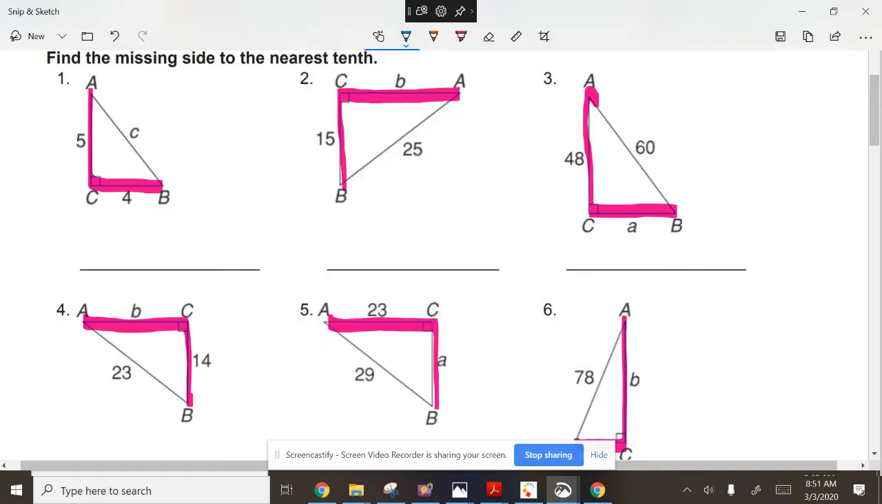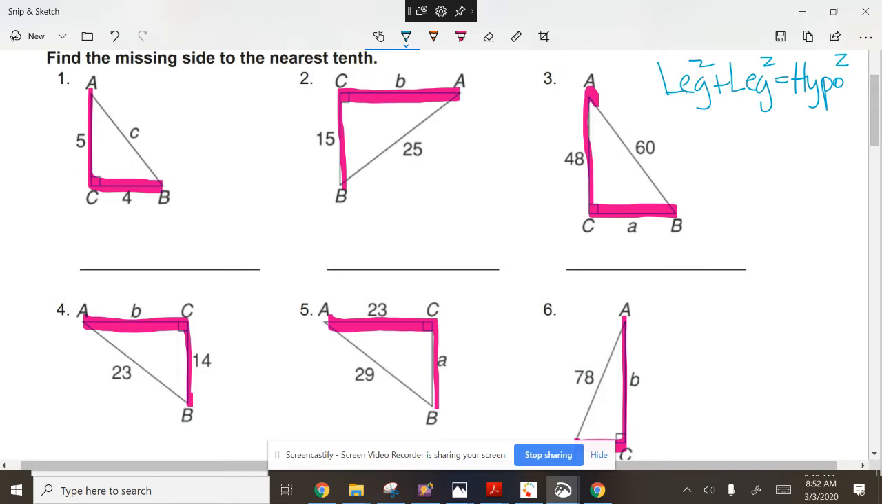So when I look at this one again, what's the equation? Leg squared plus leg squared equals hypo squared. And it's the Pythagorean theorem. It's the Pythagorean theorem, okay?